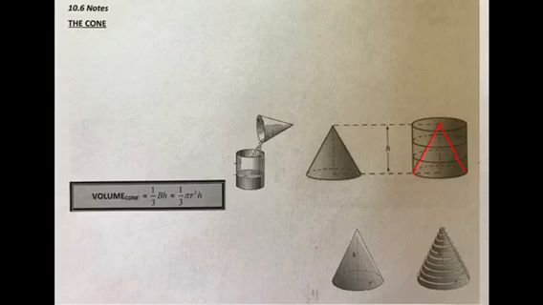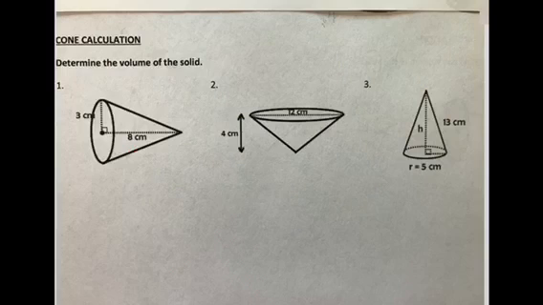So we can either use 1/3 base area times height, or since we know the base is always going to be a circle, I can use pi r squared in place of that base area. So for example 1, we're going to use the formula 1/3 pi r squared h.